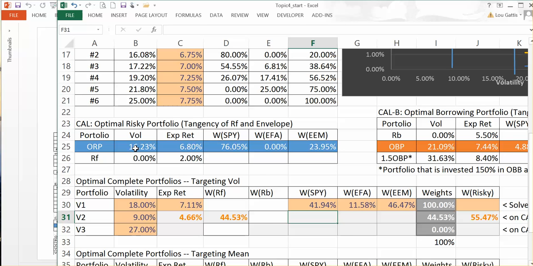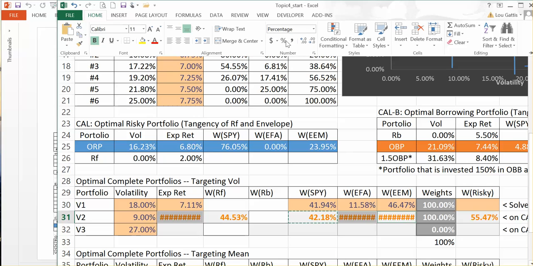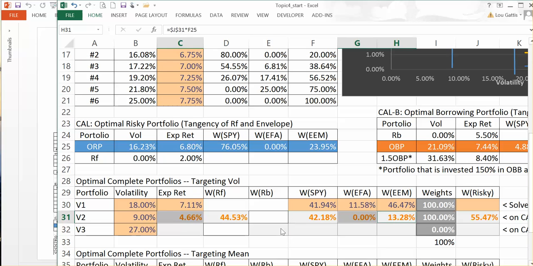And then the last step is, well, how do I form that portfolio? Well, 55% of my money, I'll anchor that, is invested in a portfolio that's 76% SPY. So 42% of my money actually winds up in SPY. Just change the formats there. Notice this calculates that I have fully 100% of my money invested. So let's talk about that portfolio.